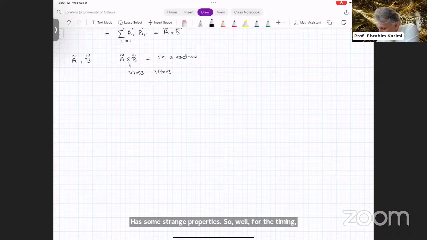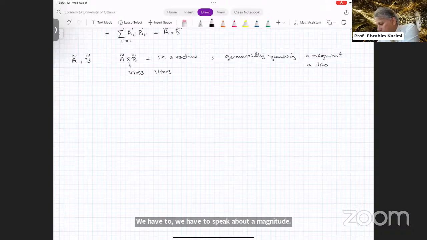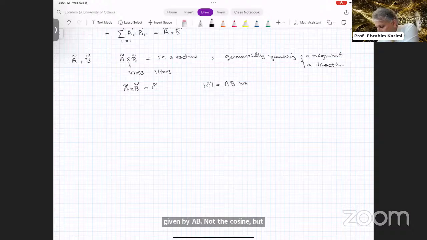Well, when we talk about a vector, geometrically speaking, we have to speak about a magnitude and also a direction. This is the geometrical way in which we define the vector. Okay. So A cross B, if we call it a new vector C, then the magnitude of vector C is given by A, B, not the cosine, but here is a sine of A and B.